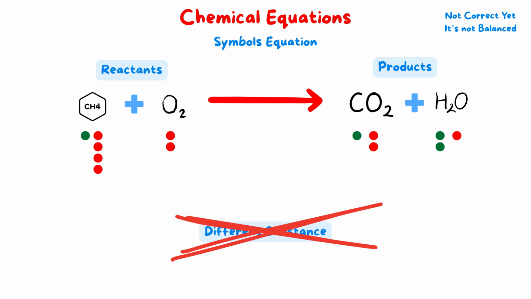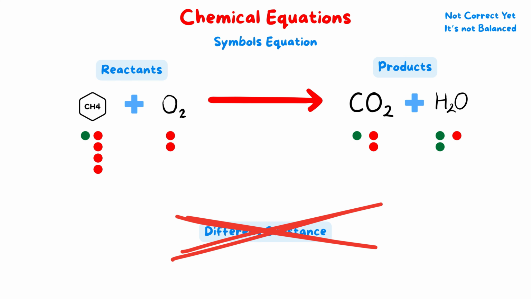You may notice that oxygen is written as O2 instead of just O. This is because in nature oxygen exists as a diatomic molecule, which means that two oxygen atoms are always bonded together. Similarly, chlorine is written as Cl2 and nitrogen is written as N2 for the same reason.